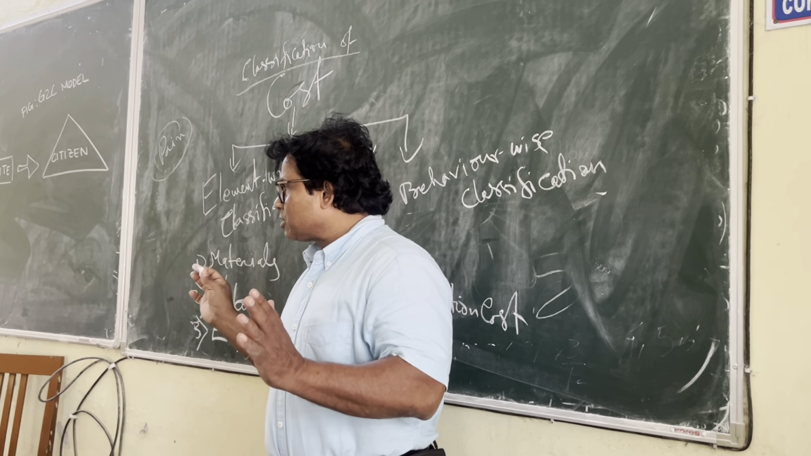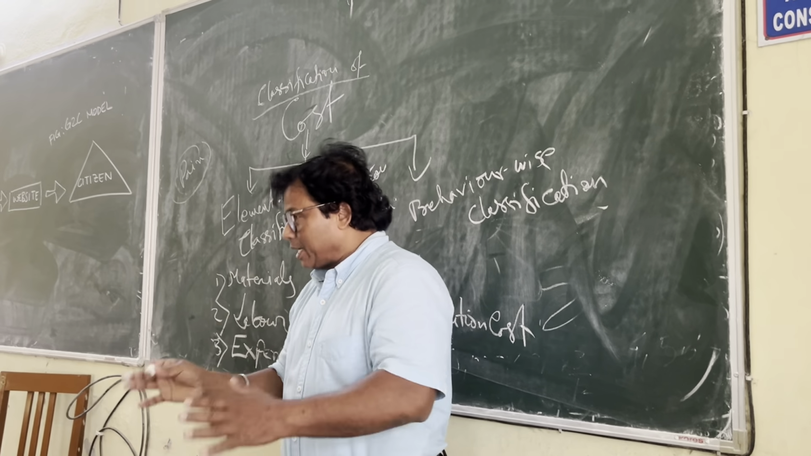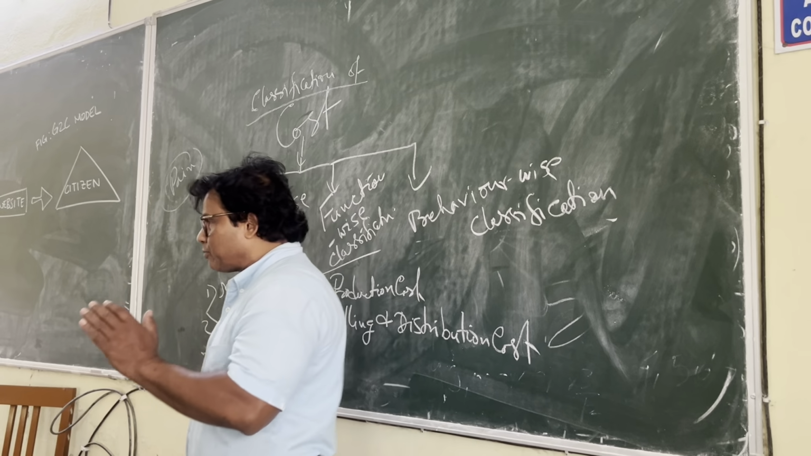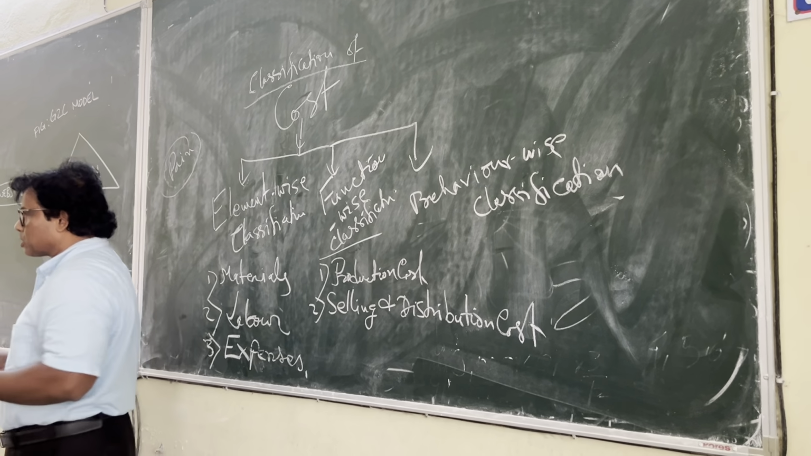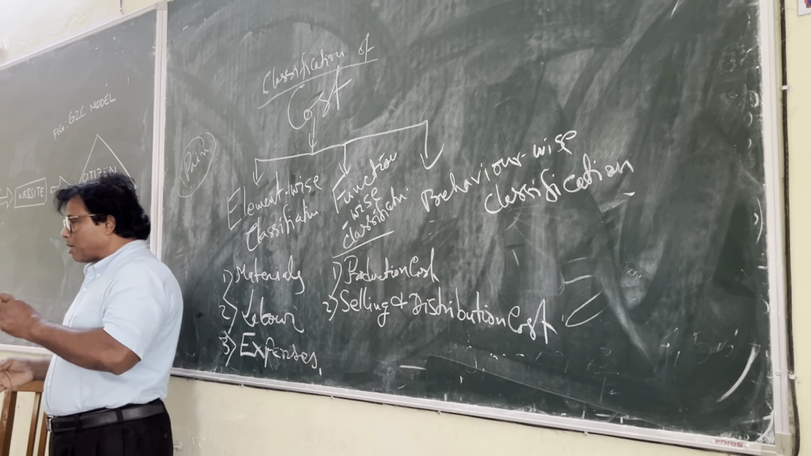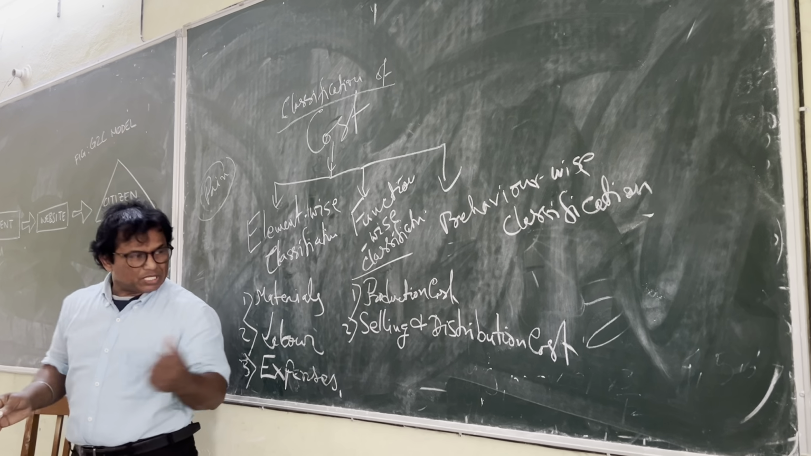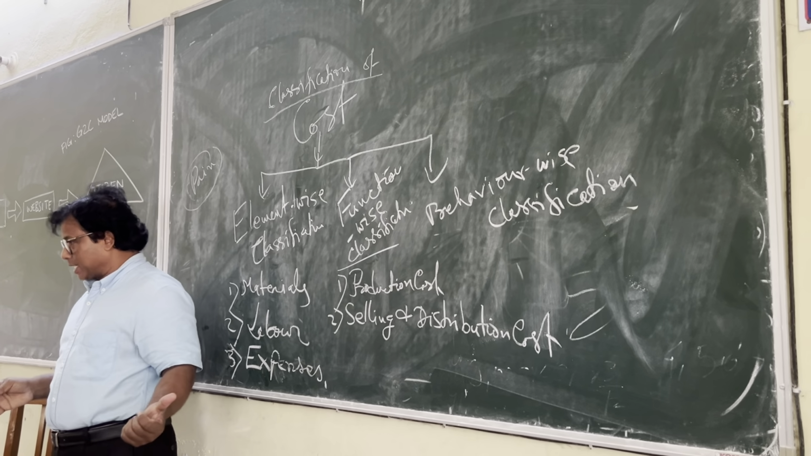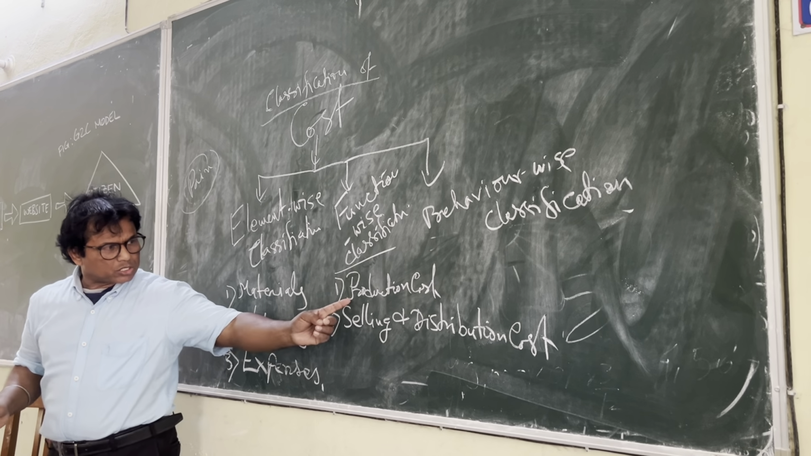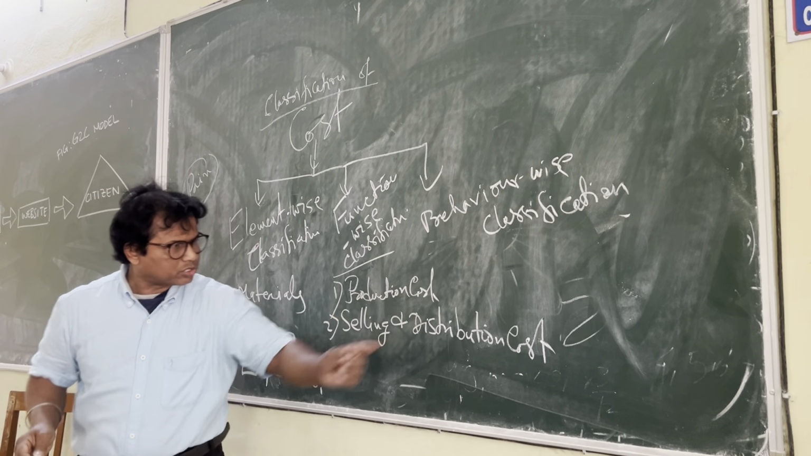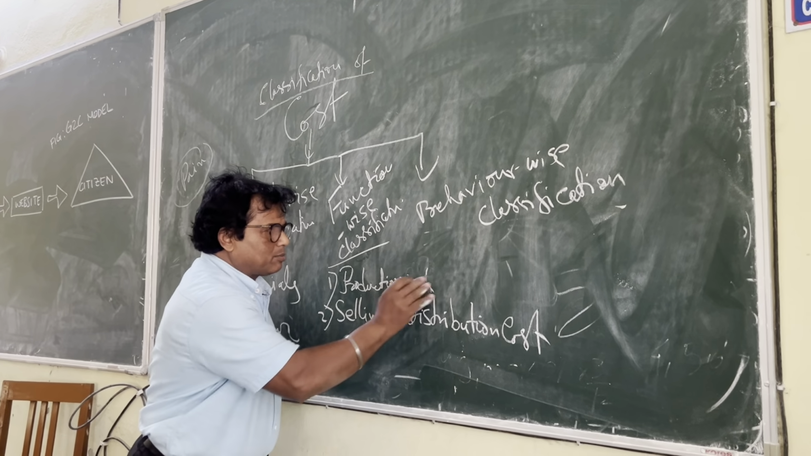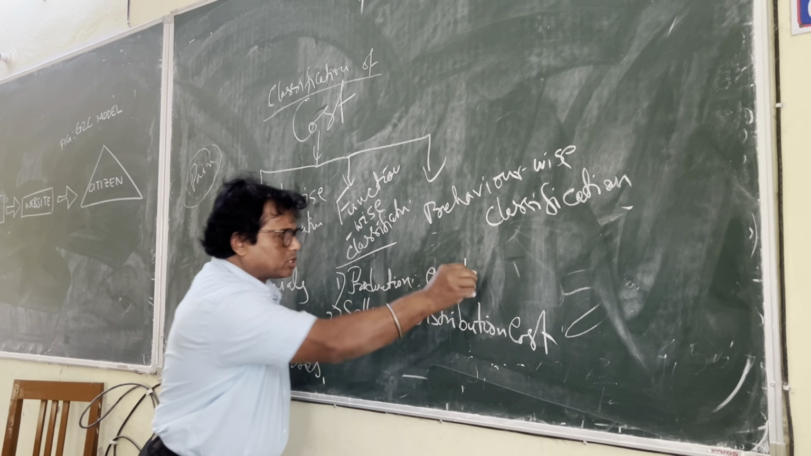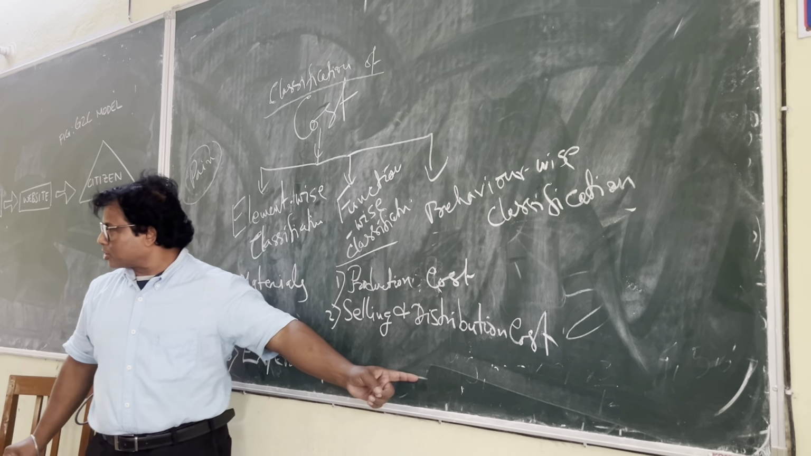So number 2 is selling and distribution cost. Same thing, hope you understand. Cost can be divided or classified according to functions. Number 1 is production cost. You can ask me anyone, I will explain next. My handwriting is so bad, I am writing it once again. Production cost, selling and distribution cost.